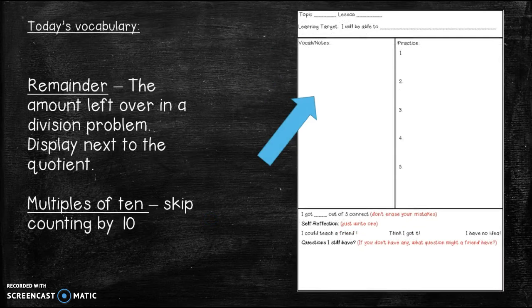Our vocabulary words for the day are remainder. That's the amount left over in a division problem. You display that next to the quotient. And then multiples of 10, that's simply skip counting by 10.